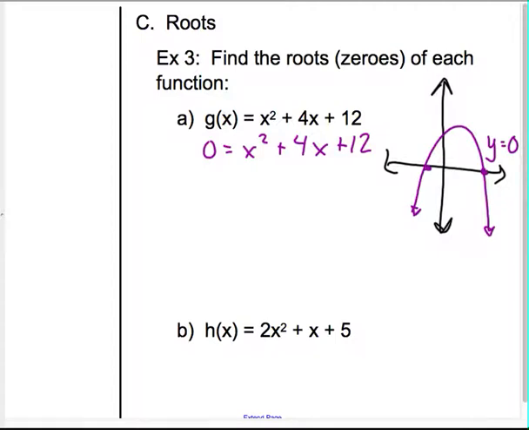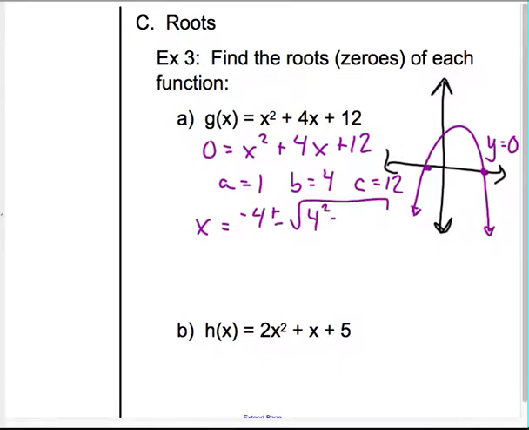I could complete the square, but I prefer working with the quadratic formula. So I'm going to set that up. The coefficient of x squared is 1. The coefficient of x is 4. And our constant is 12. So we've got the opposite of 4 plus or minus the square root of 4 squared, or b squared, minus 4 times a times c, all over 2a.